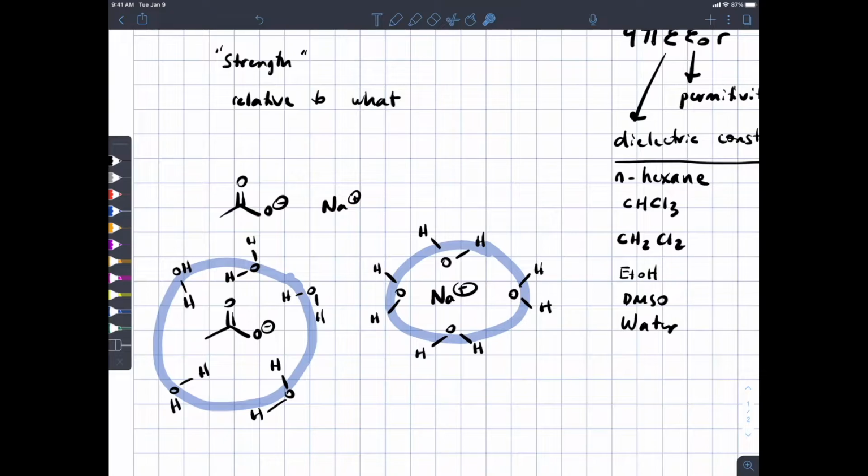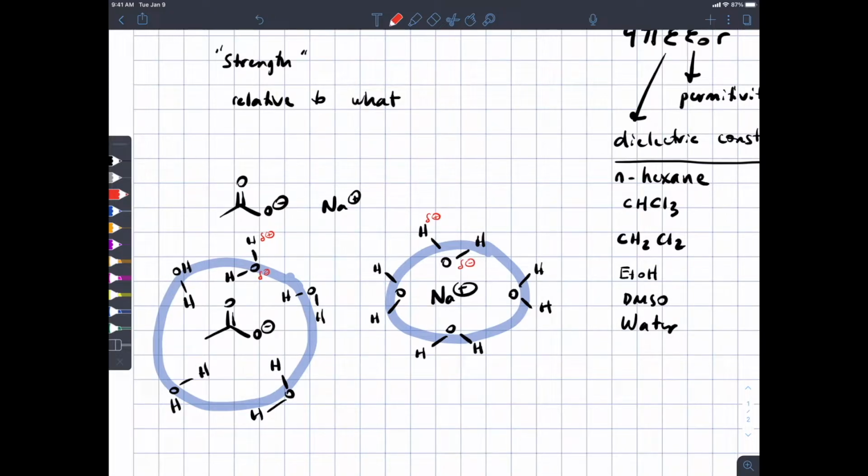Now that we're thinking about solvated ions, we're no longer talking about ion pairs, but rather ion-dipole interactions, right? Because each of the water molecules has a dipole that puts a partial negative charge on the oxygen and a partial positive charge on the hydrogen.